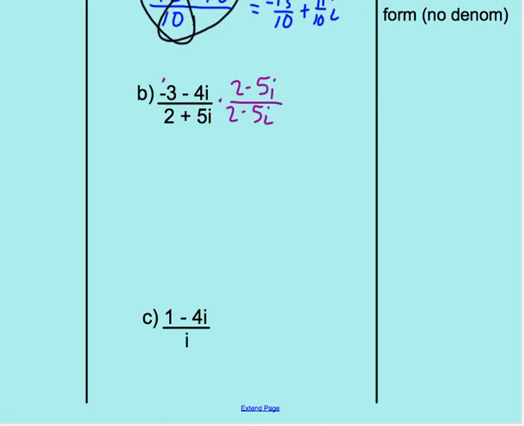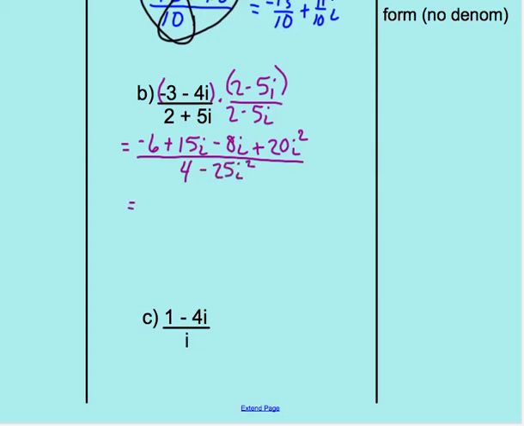Distributing in the numerator, negative 3 times 2, negative 3 times negative 5i, negative 4i times 2, and negative 4i times negative 5i. Then in the denominator, our shortcut is we get to do 2 times 2 and negative 5i times positive 5i. Simplifying in the numerator, my last term is negative 20 plus negative 6. Combining my i terms. And then in the denominator, negative 25i squared is really positive 25 plus the 4. And then using the butterfly method to divide.